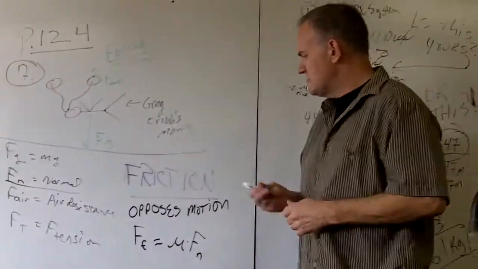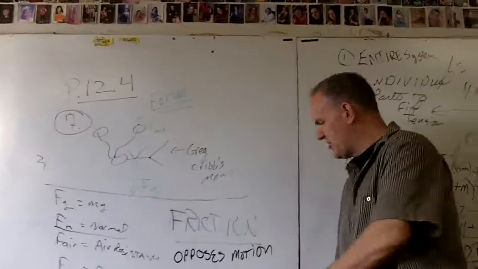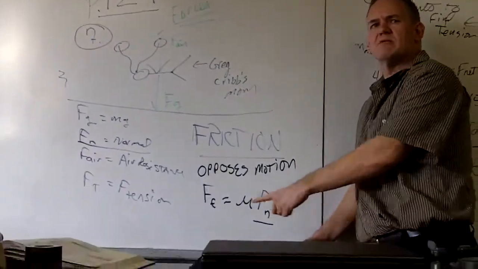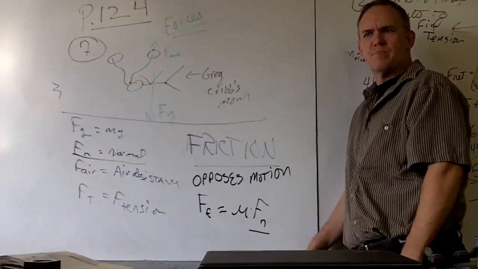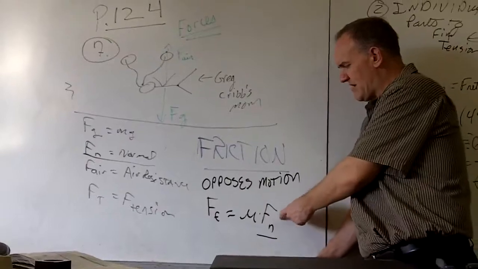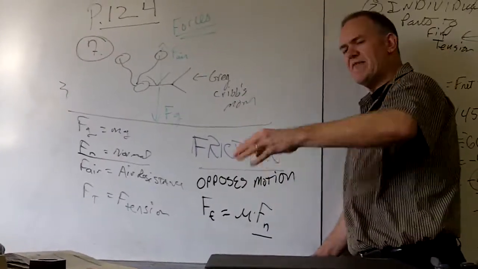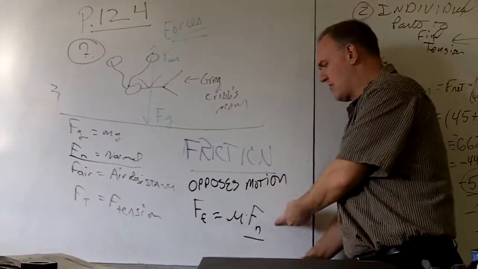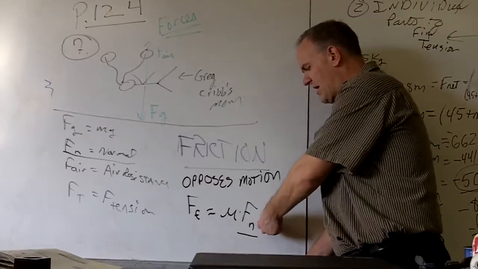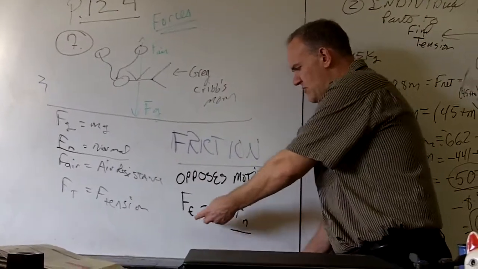Why? Well, wouldn't the normal force on a cinder block be bigger than the normal force on a brick? In other words, heavier objects are going to have more normal force on them. They would have more weight on a scale. Those are going to have more friction.